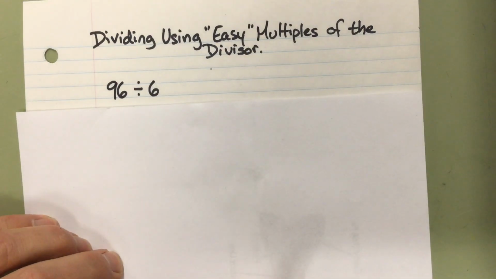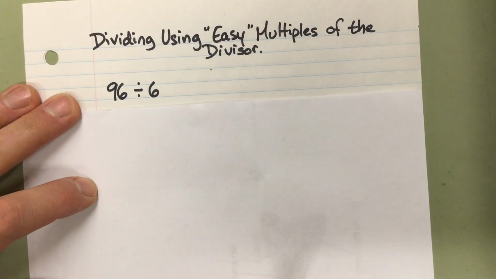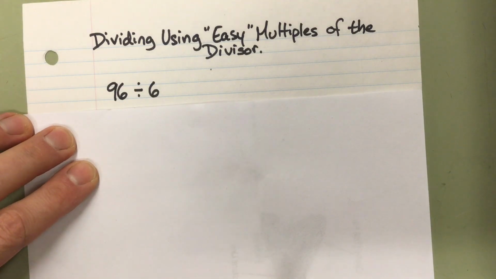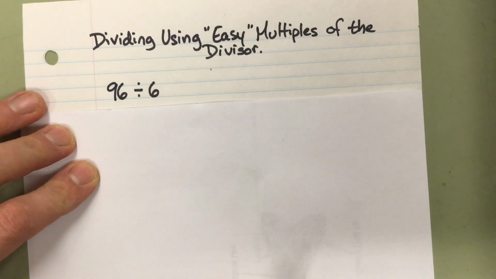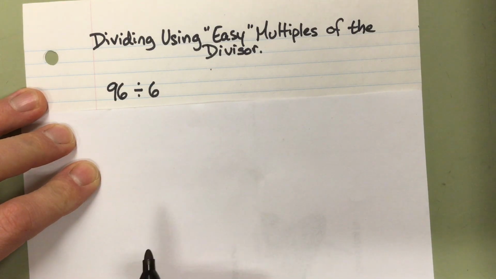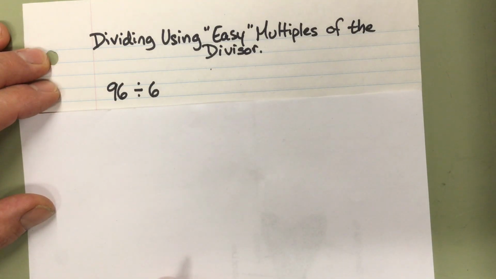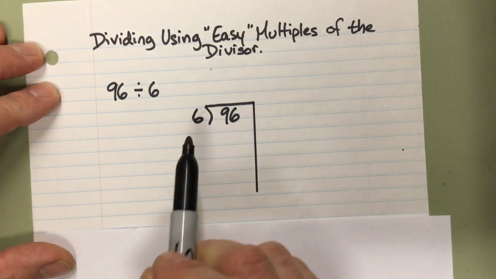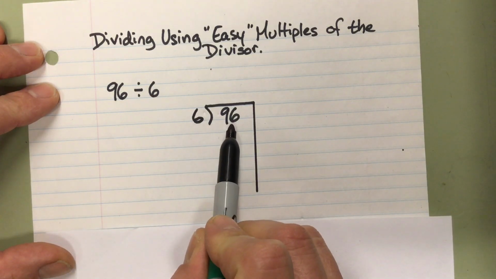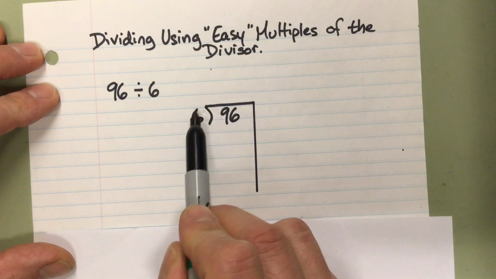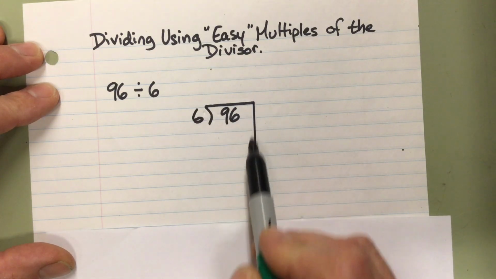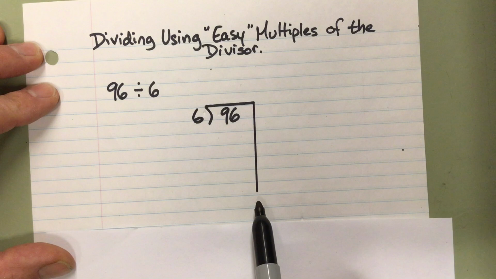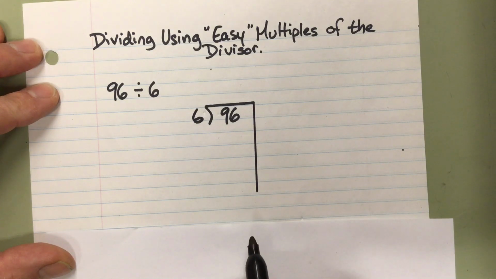Okay, here's dividing using easy multiples of the divisor. I'm going to take a question like 96 divided by 6. And what I'd like to be able to do is rewrite this question in a way that looks sort of familiar to your parents. It looks a bit like this. I've taken my dividend and I've put it underneath a division frame. There's my divisor, 6, and I've drawn a line down the right-hand side. There's a reason for that, and you'll see shortly.